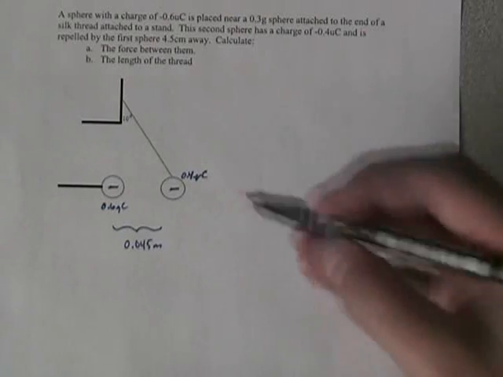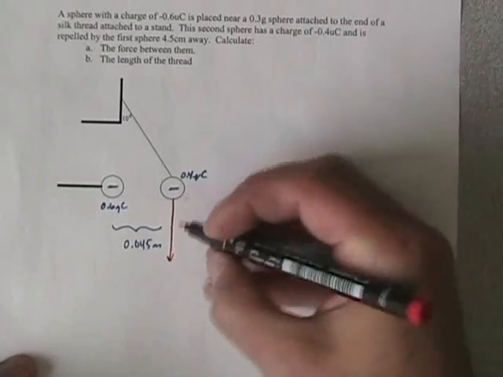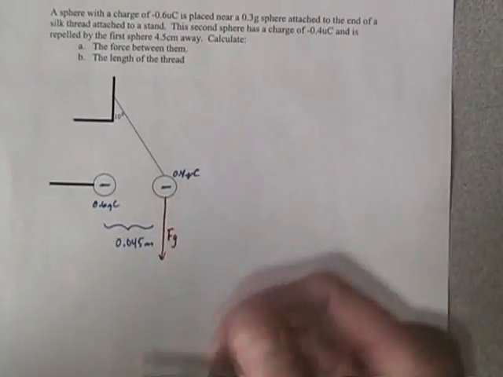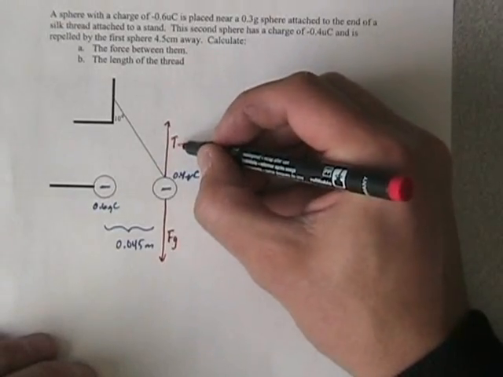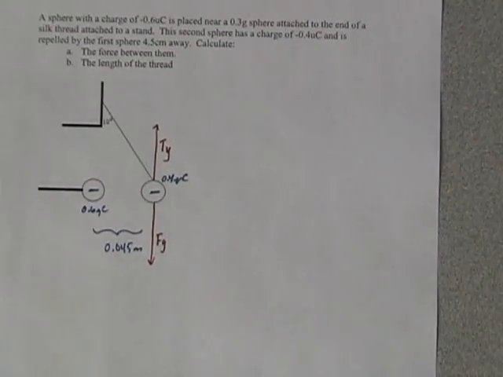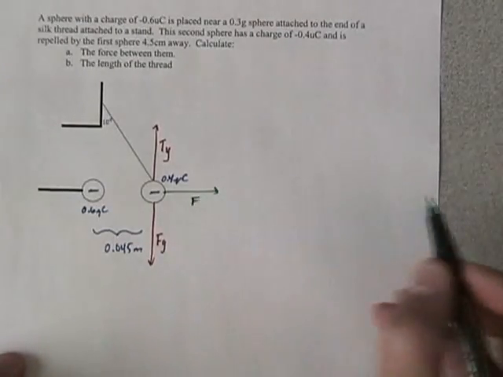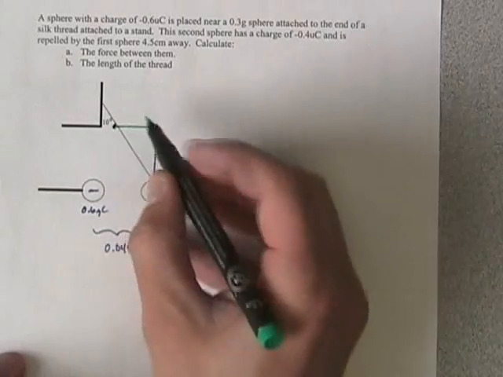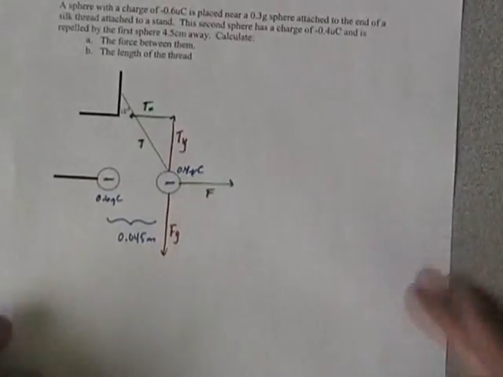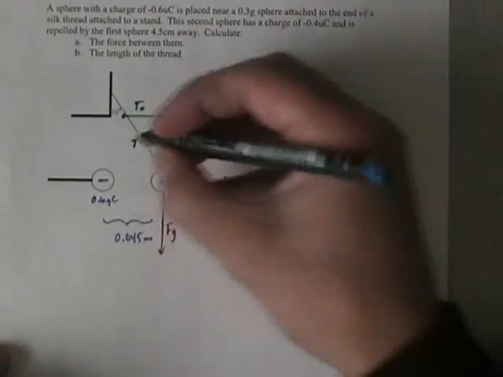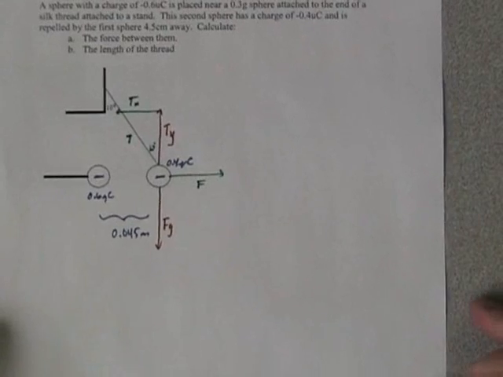Well, we know that if this is 0.3 of a gram, then it's going to have a force downward due to gravity. That's Fg. It's also going to have an upward force opposing it because it's in equilibrium. That's going to be Ty. And we also have some x forces. You're going to have just plain old repulsion between these two, which I'll call force, and you're going to have your tension in the x direction. So there's your tension. If you look at this triangle, if this is 10 degrees, then that's got to be 10 degrees. So I've got a nice right triangle created.